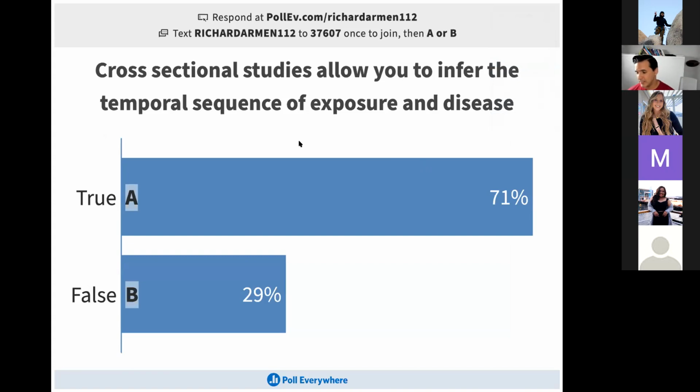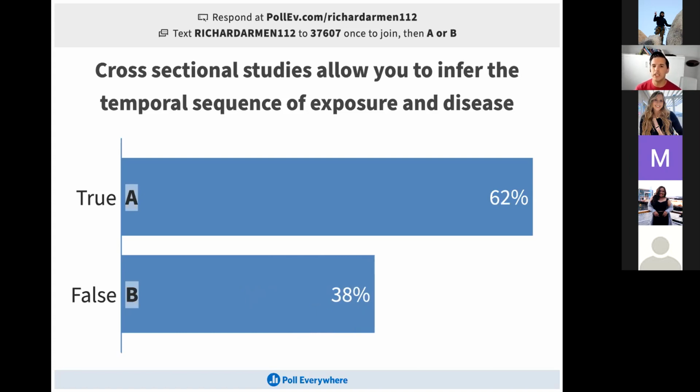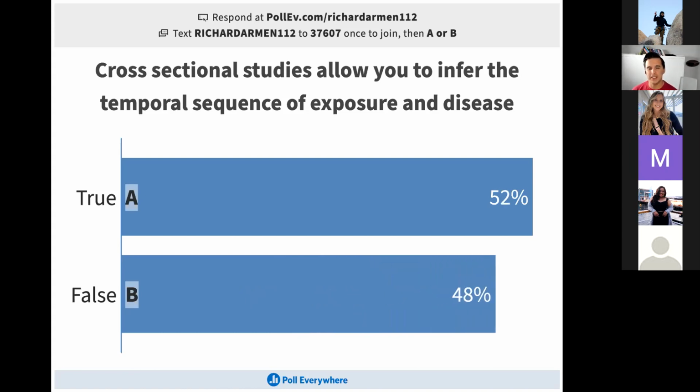So the correct answer is actually false. We did talk about this earlier in the review, where one of the limitations with cross-sectional studies is that we're asking people about their exposures and their disease status at the exact same time on a survey, so we don't know what came first. That's the example I talked about earlier, where it could be that a person who was diagnosed with diabetes started working out more frequently. If on a singular survey we asked them, how often do you work out? And have you ever been diagnosed with diabetes?